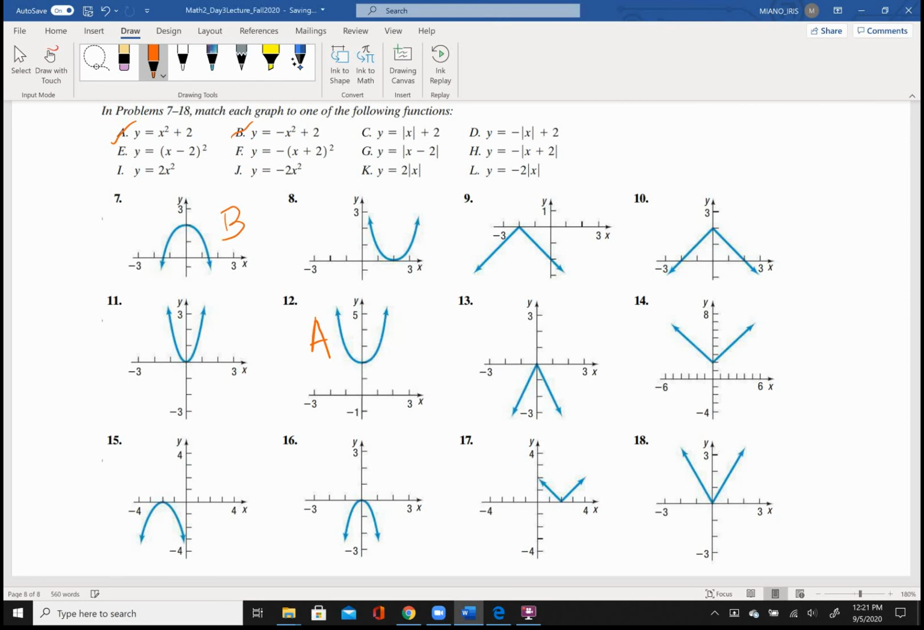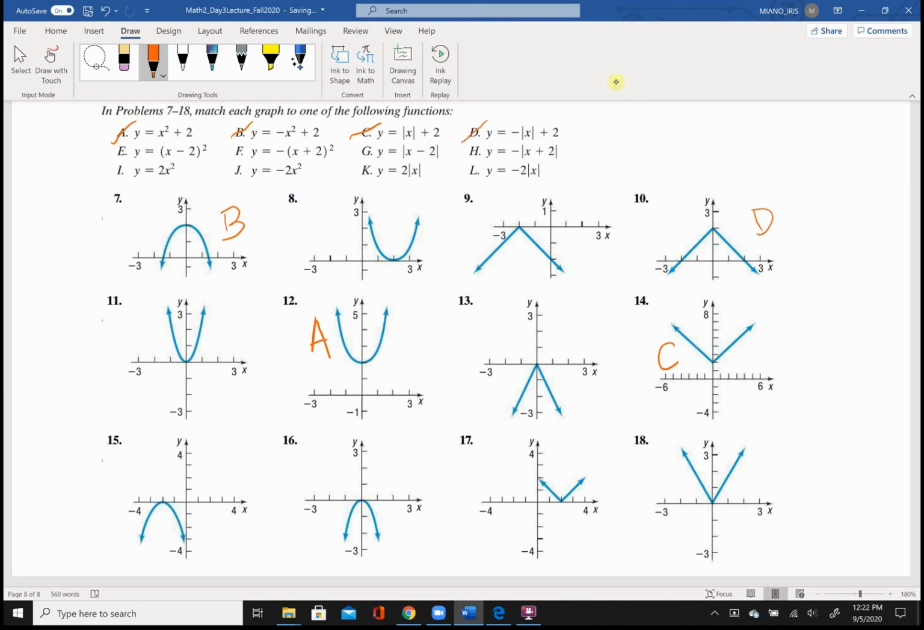C, it's going to be an absolute value, but shifted up by 2. Okay, so that's your V. Absolute value of x is that V-shaped business, but up by 2. I'd say that that looks a lot like 14, so I'm going to say that one's C. D, we have an upside down V by virtue of this negative absolute value, and then shifted up by 2. So where's my upside down V shifted up by 2? That'd be this one right here, so this one's our D.